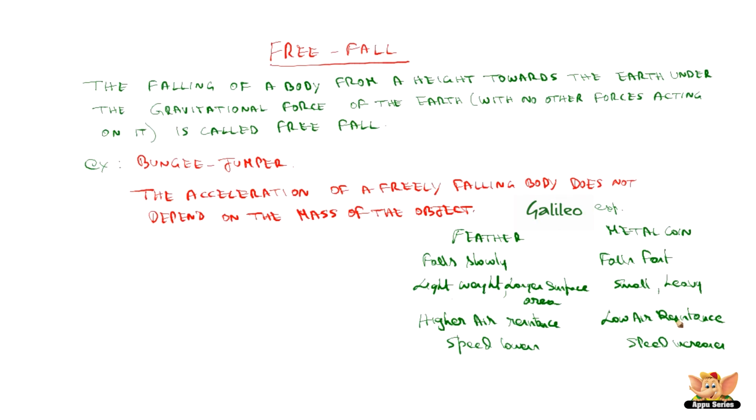Now, they removed the air resistance. How do you remove air resistance? Create a vacuum. In a vacuum, there will be no air resistance. Then they discovered that the feather and the metal coin fall at the same rate and at the same time.